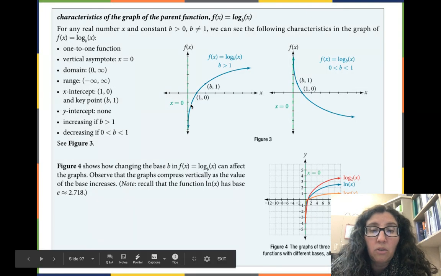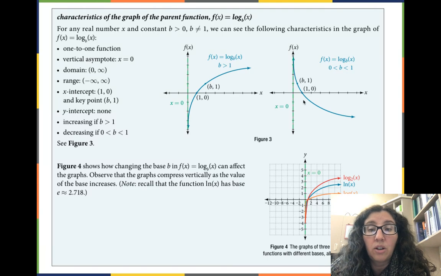All right, so let's look really carefully at these. Here's the log function if b is greater than 1. And here's the log function if b is between 0 and 1. So remember, the exponential functions looked really different, right? If b is greater than 1, it looks like it goes up like this. And if b is less than 1, it goes down like this. So it's 1 to 1, just like the exponential function, so they both are invertible. In both cases, there is a vertical asymptote at x equals 0. The domain for both is 0 to infinity.